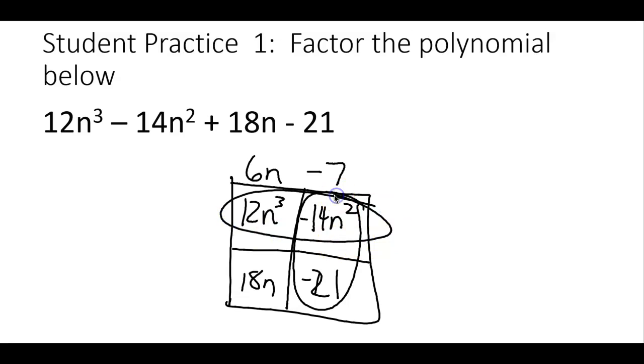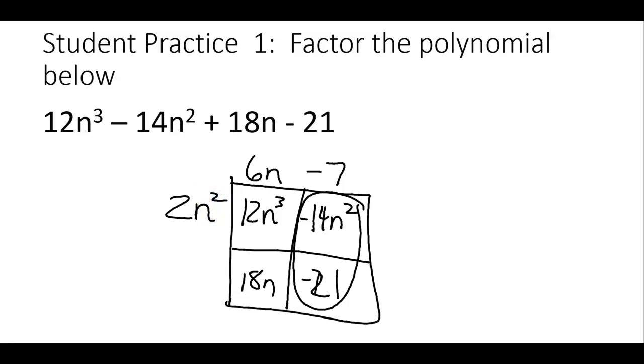Michael, what can I take out of these two? 12n cubed and minus 14n squared. These two. So 7 goes into 14, but it doesn't go into 12. So what's the biggest thing that goes into 12 and 14? Yeah, I think so. And how many n's can we take out? This one's got 3 and this one's got 2. So the most I could take out is 2, because they both have at least 2. This guy's got 3, so he can give away 2. And this guy's got 2, so he can give away 2. So we could take out 2 n's.